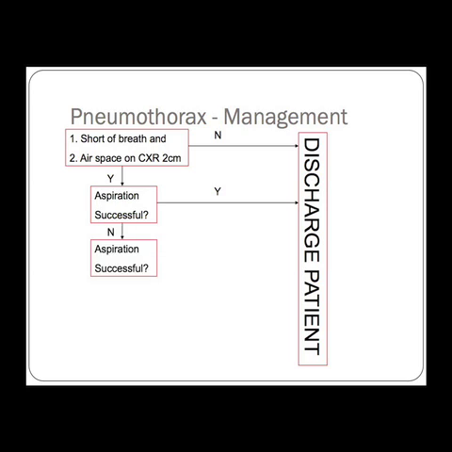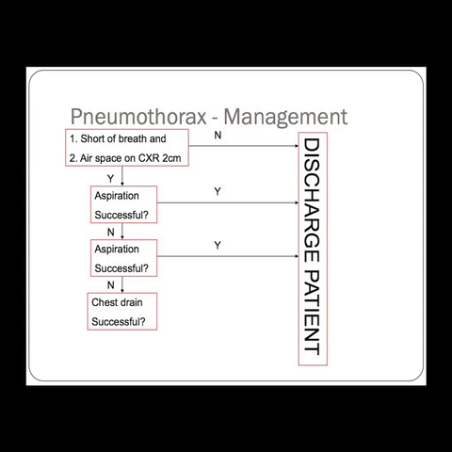If it is not successful, then we carry out the same procedure again, and we aspirate to try and remove the air again. If this works, then we're able to discharge the patient. However, if this does not work, then we move into the most definitive treatment, which is a chest drain.